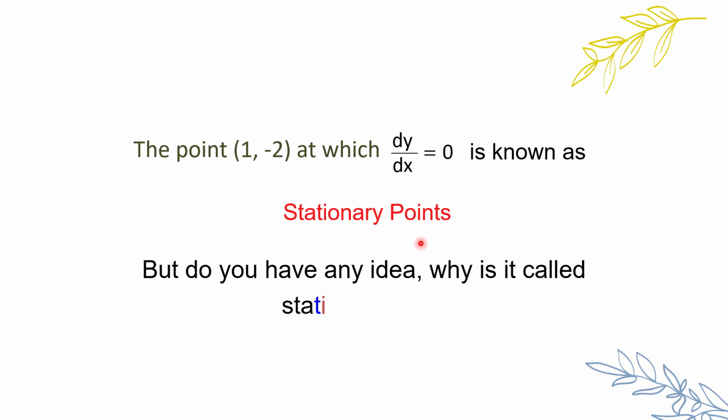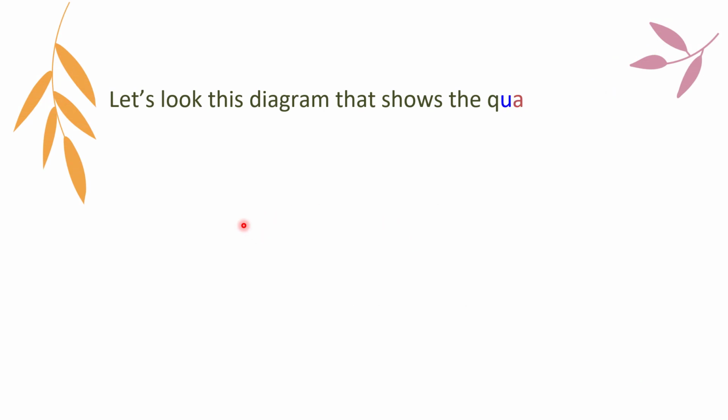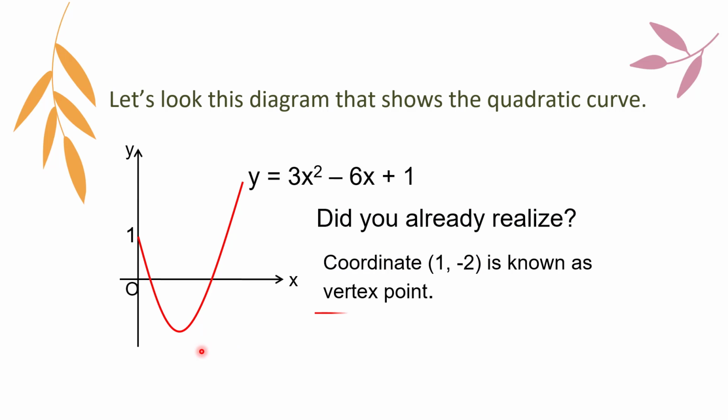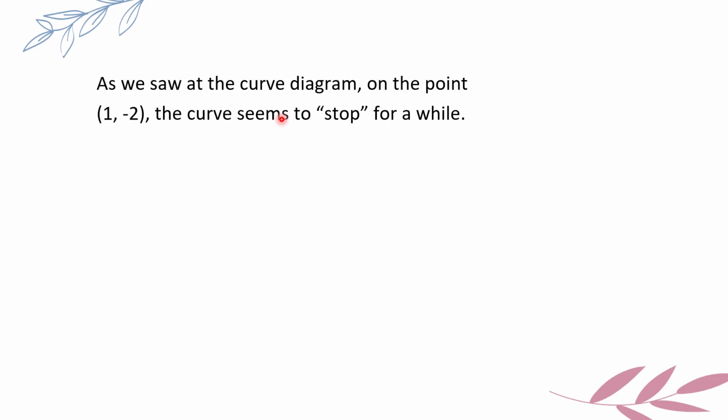But do you know why it is called a stationary point? Okay, let's see this explanation. From this diagram, we can see that this is the quadratic curve, and the point (1, minus 2) will be the vertex. For the vertex point, we can see that the curve seems to stop at that point for a while. That's why it is called the stationary point.